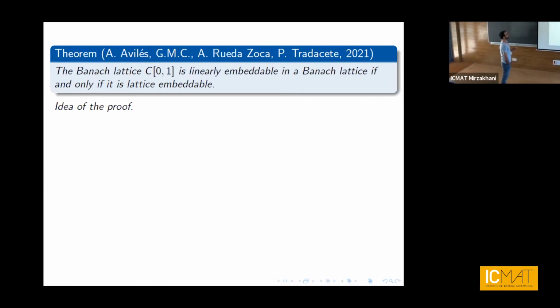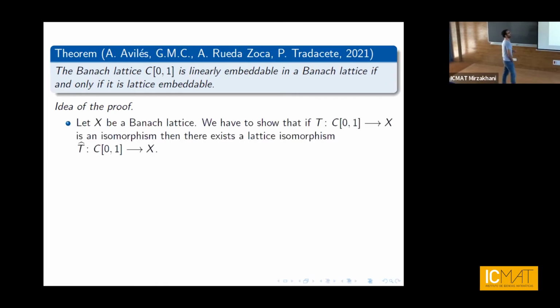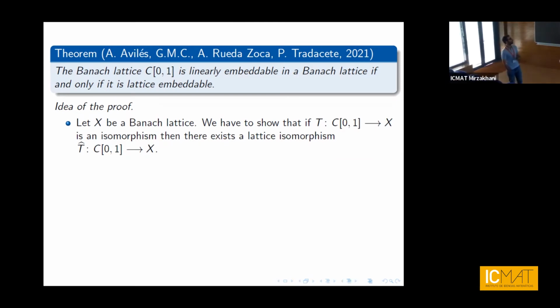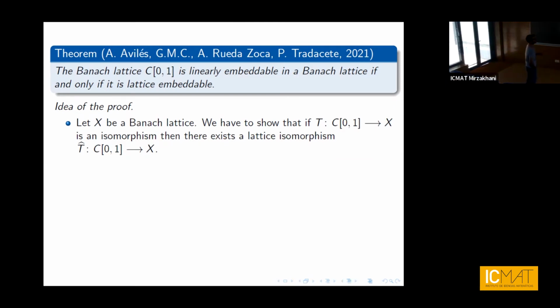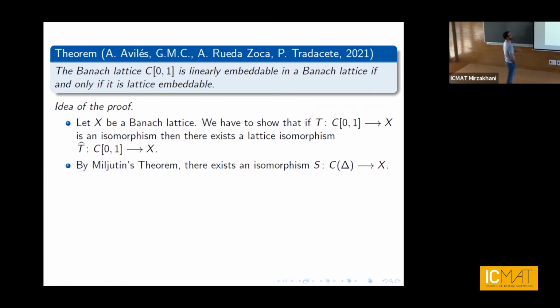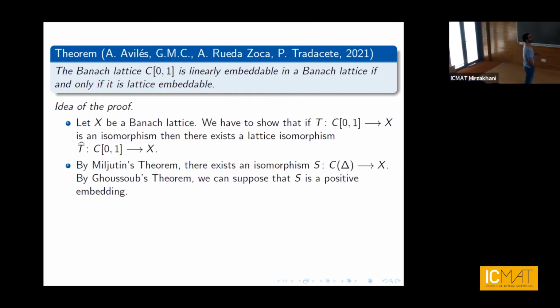So the starting point is just a linear embedding of C of the unit interval into X. And what we want to prove is we want to construct a lattice embedding of C of the unit interval into X. So first of all, since C of the unit interval is isomorphic to C of the Cantor set as Banach spaces, instead of considering this operator T, we are going to consider an embedding of C of the Cantor set into X. And by the previous result of Kossuth, this embedding can be supposed to be a positive embedding.